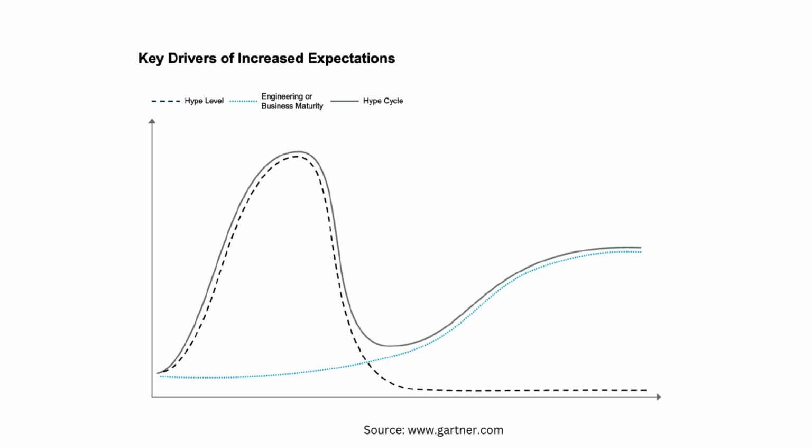As successful use cases emerge during the slope of enlightenment, businesses begin to see tangible benefits as the engineering and business matures before the technology becomes a mainstream business tool providing consistent value. During the slope of enlightenment, you can see the engineering or business maturity increases faster over time, denoted by the blue dotted line before it tapers off during the Plateau of Productivity phase.